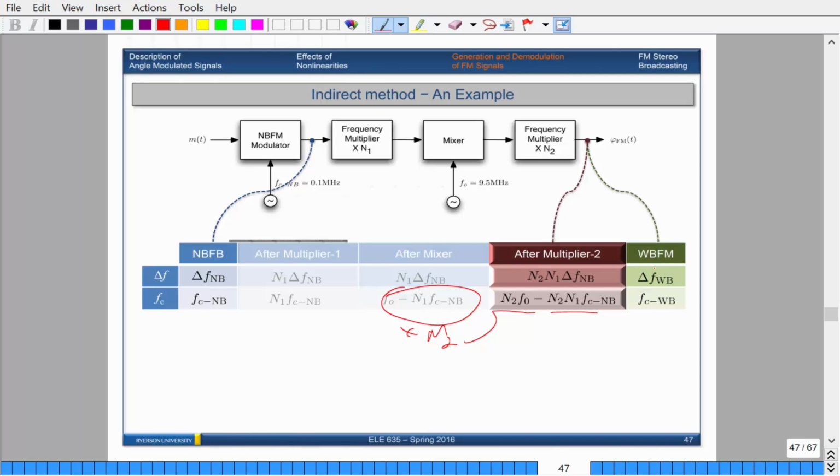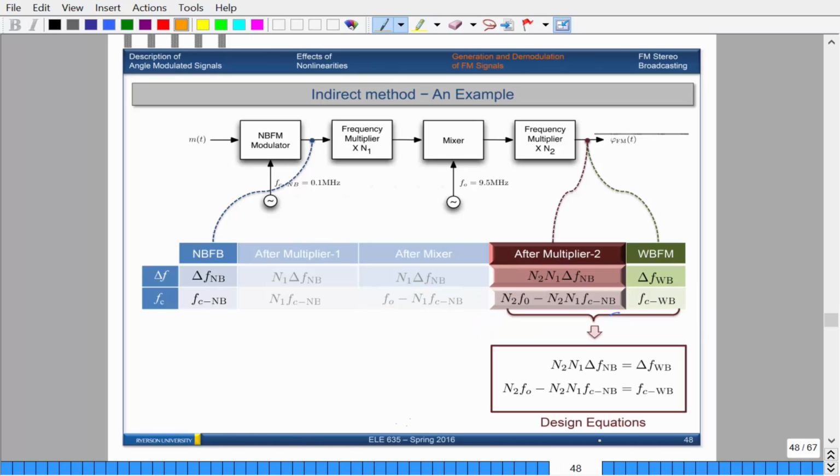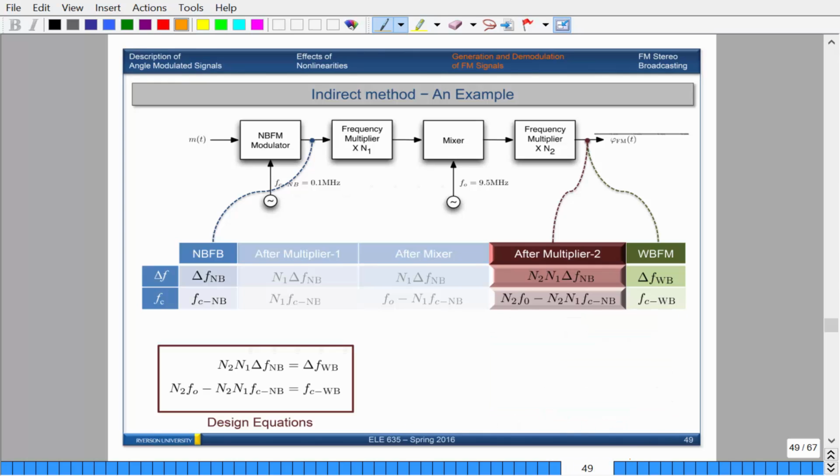So I have two conditions here that I need to satisfy. The first condition is the wideband deviation is simply equal to this, and the wideband carrier frequency is simply equal to that. So I have two conditions that I have to solve for. These are what are known as the design equations, because you have to figure out the right values of n2 and n1 that will satisfy these equations, and it's actually pretty simple. All right, so those are my design equations. That's fine, right? I just took these and brought them over, which makes sense.